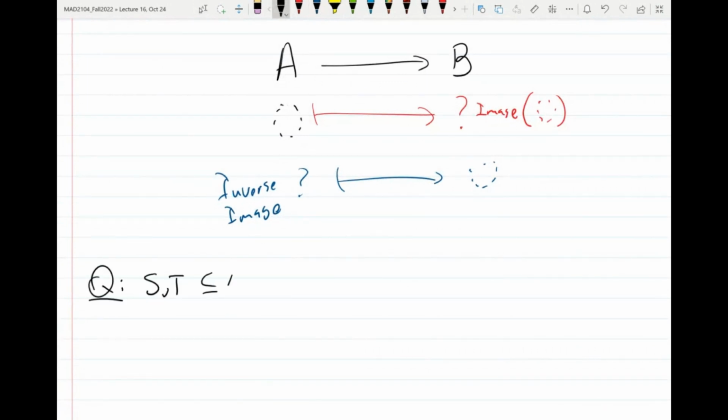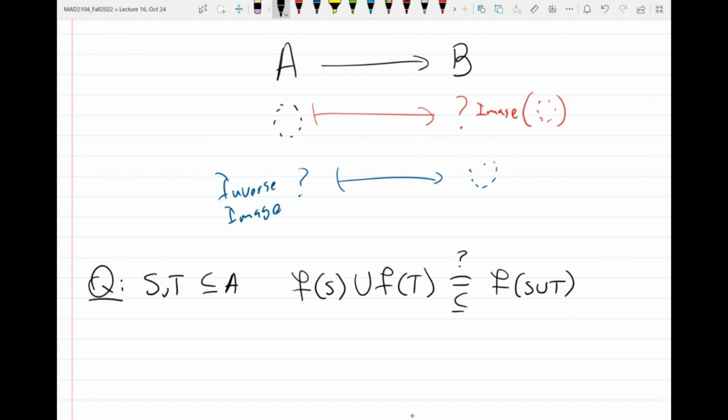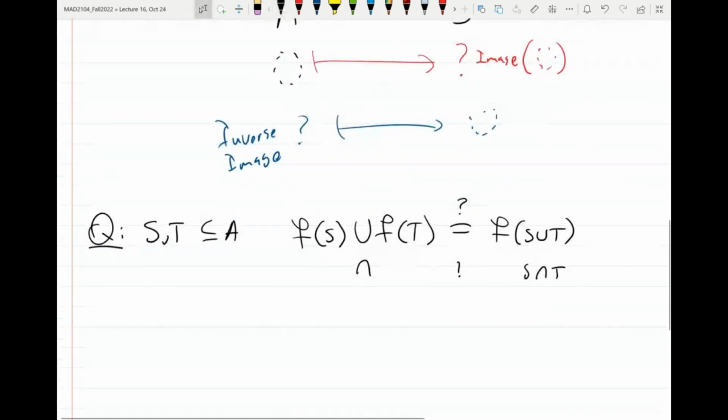For example, let's say S and T are subsets of A. Then I can look at the image of S, I can look at the image of T, and I can look at the image of the union. Remember, the union is still a subset of A, right? Then the question is, what happens here? Are these two things equal? Or maybe one is a subset of the other? Which one of the two is it? Or maybe the two are equal, okay? And of course, similarly with intersection, the same question. And then similarly with inverse image, okay? Those are the things that we're going to explore next time as well.